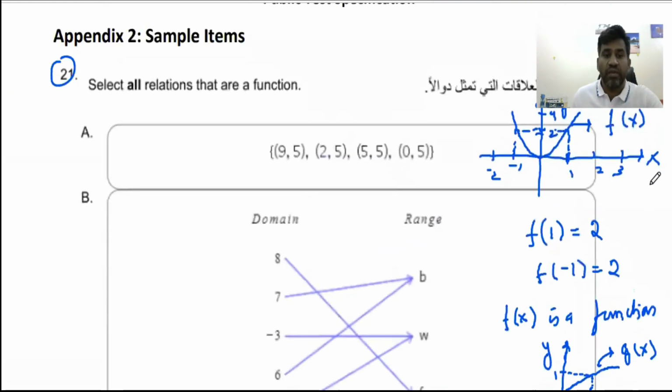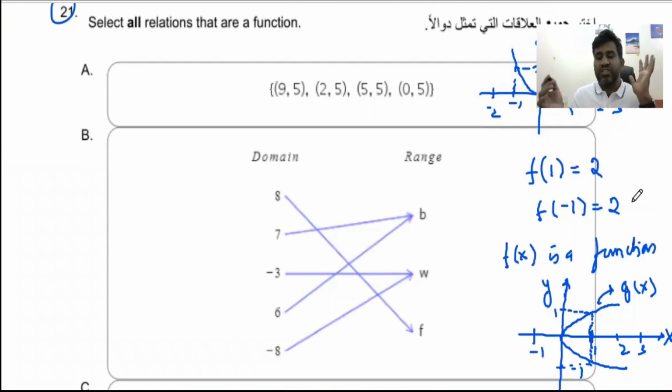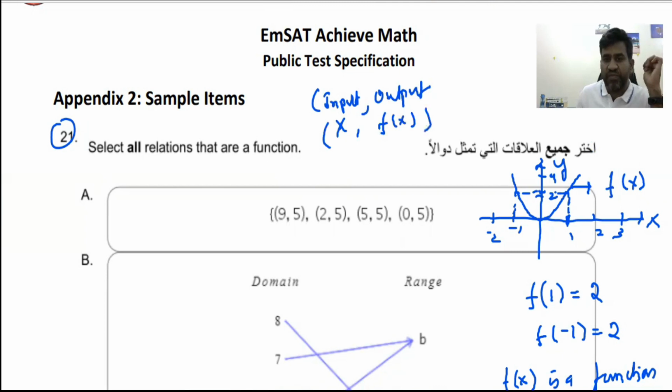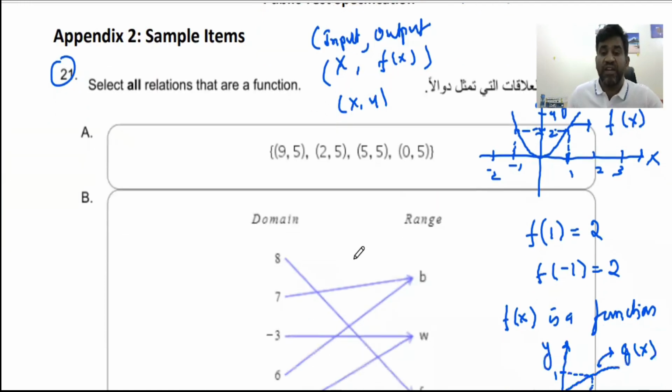Which of the following, select all the relations that are a function. As I told, function relations can also be written in this way. Whenever you are representing in brackets, remember the first always talks about the input and the second, after the comma, talks about the output. So input I can take as x and output I can take as f of x. That is how we can relate it. In terms of f of x, we know that f of x can also be said to be y. So this can also be written as x comma y. This is an example of option A given in this way. So identify whether it is a function or not.